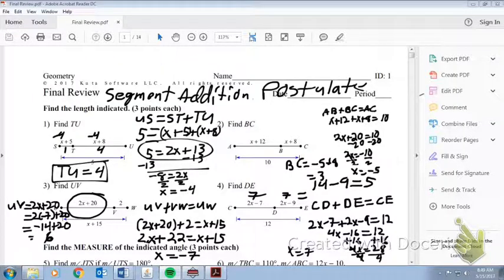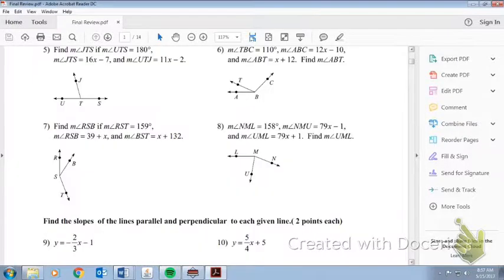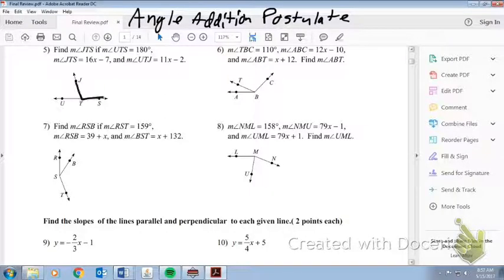Okay, now moving on to number 5. So here we are on 5 through 8. These are the angle addition postulate. Same general idea. The two little angles are going to be the big angle. Again, I highly recommend that you sit there and write out that the two little angles are going to add up to the big angle. So we get JTS plus UTJ equals UTS.